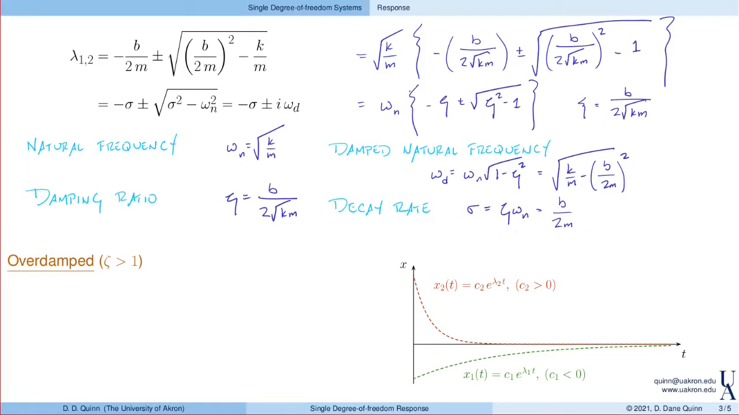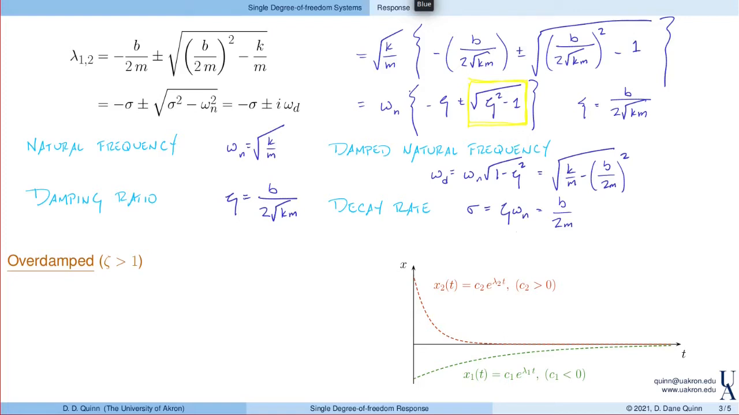The real advantage to identifying the damping ratio is that when I look at this expression for lambda 1 and lambda 2, the question of whether or not these values are real or complex really only depends on the damping ratio itself. So if I know the damping ratio, I can tell a lot about the response of the system. And of course, the damping ratio is just a function of the system parameters. So let's look at those three cases again.